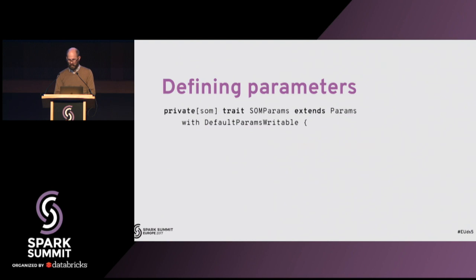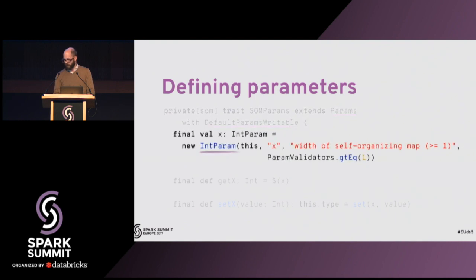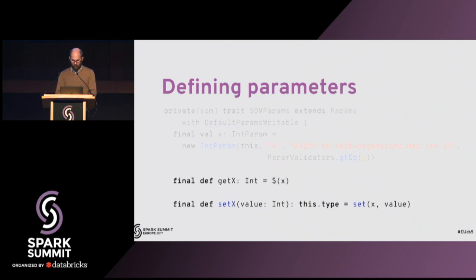So here we have a trait, which extends some classes in MLlib, and we're declaring a single parameter in this example. It's an integer parameter, so we're going to make an instance of this int param class. We're going to provide some user-facing documentation in this constructor so interactive users can learn what a parameter is for. And we're going to supply a validation function so that we can automatically get an exception if the user tries to create a map with a negative width in this case. We want to make sure that the width is at least 1. And then we also provide getters and setters for the parameter.